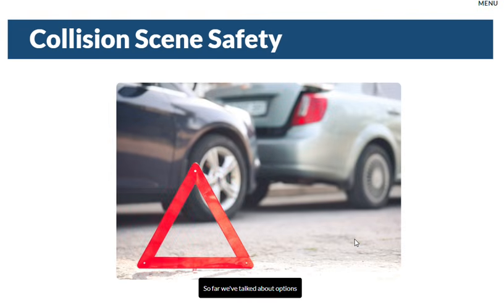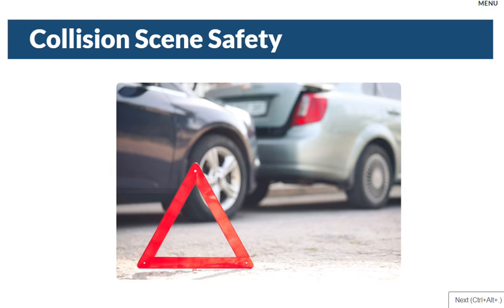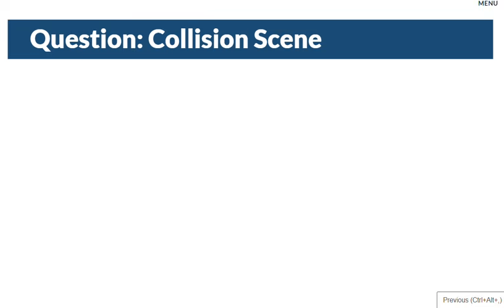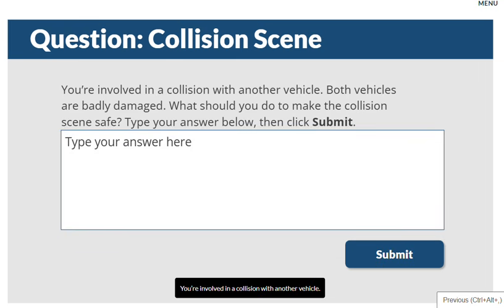So far, we've talked about options to minimize injury and damage when a collision is unavoidable. In this next section, we'll look at collision scene safety. You're involved in a collision with another vehicle. Both vehicles are badly damaged. What should you do to make the collision scene safe? Type your answer below, then click Submit.